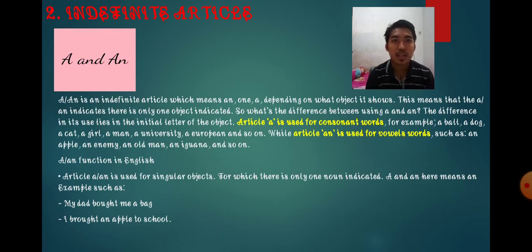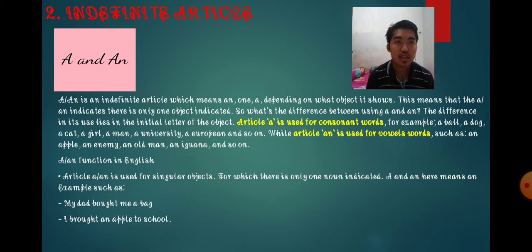And the next is the indefinite article, a and an. A or an is an indefinite article, which means one, depending on what object it shows. This means that a or an indicates there is only one object indicated. So, what's the difference between using a and an? The difference in its use lies in the initial letter of the object.